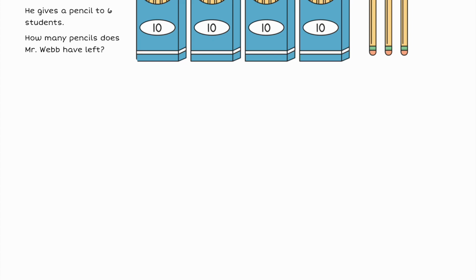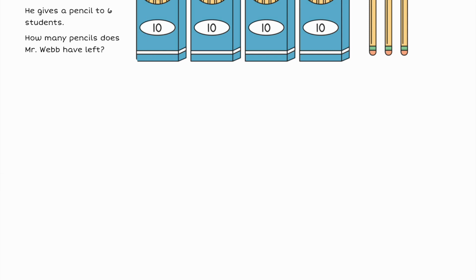Alright, so we know this is a subtraction problem because Mr. Webb gave 6 of his pencils away. But we are going to really break down why Mr. Webb had to unbundle to subtract.